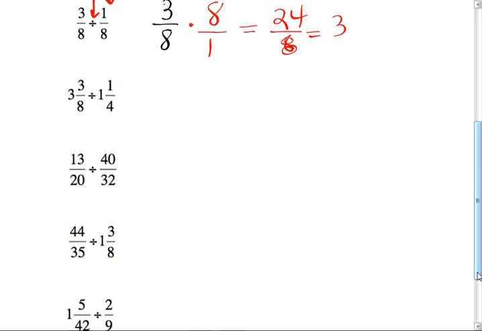What do we do if we have mixed numbers? I can bring up my calculator and show that to you too, but right now, let's just do this one by hand. I have to change the mixed number to an improper fraction. Do you guys remember how to get an improper fraction? You go 3 times 8 plus 3. What's that going to give me?